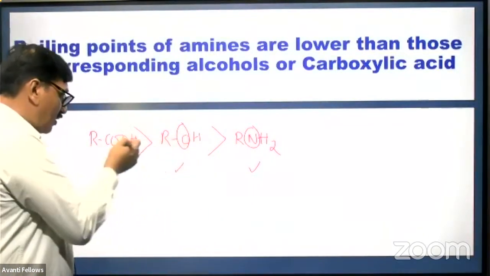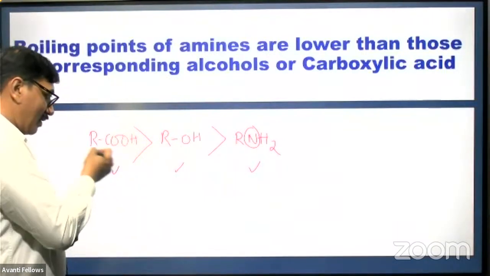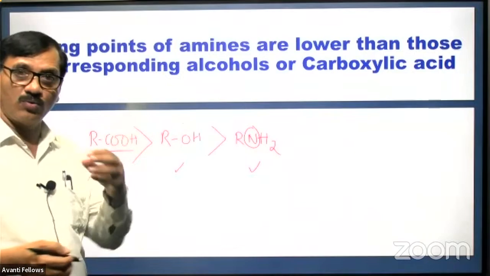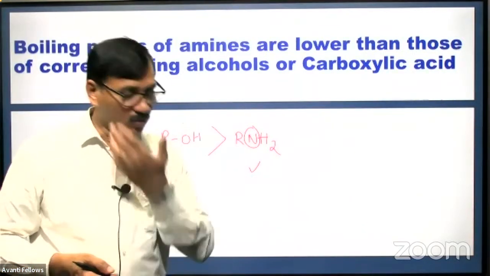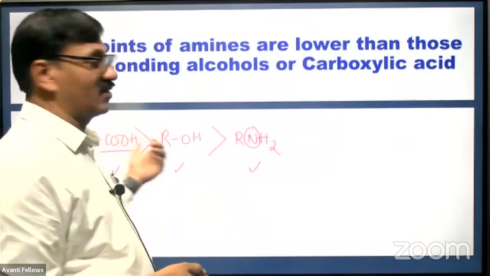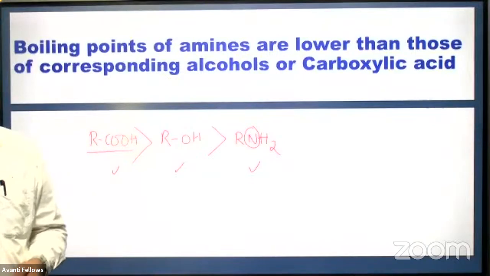Now, why does carboxylic acid have a higher boiling point than alcohol? If this is the question, then carboxylic acid can do more extensive hydrogen bonding because of the two oxygen atoms present here. So carboxylic acids relatively have more hydrogen bonding possible, right?